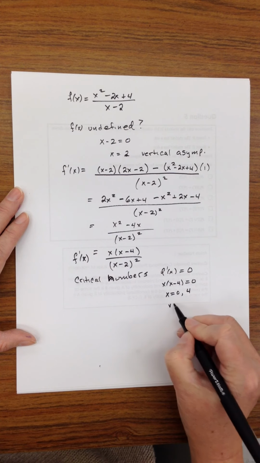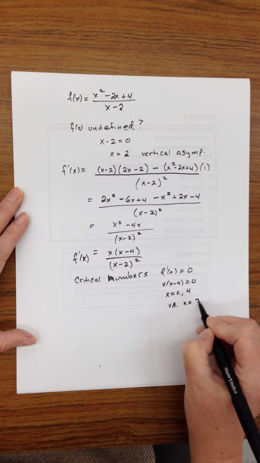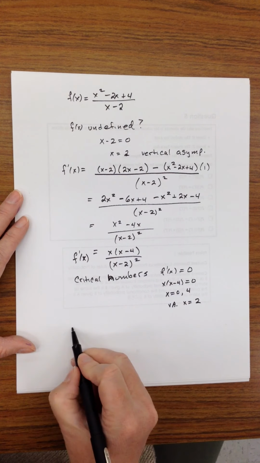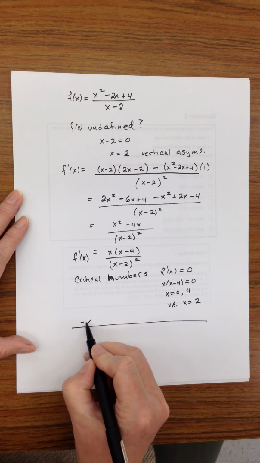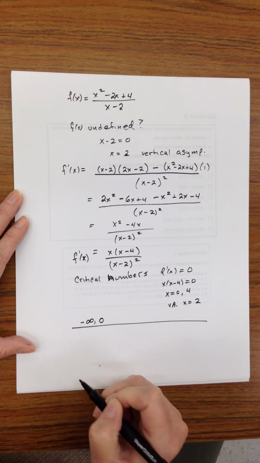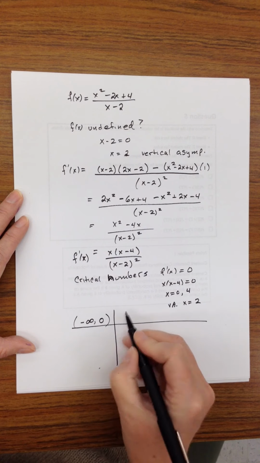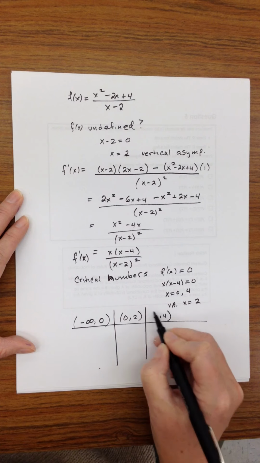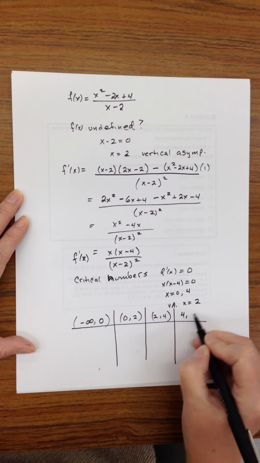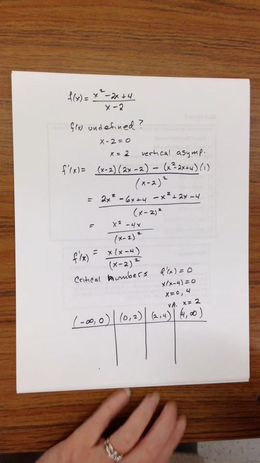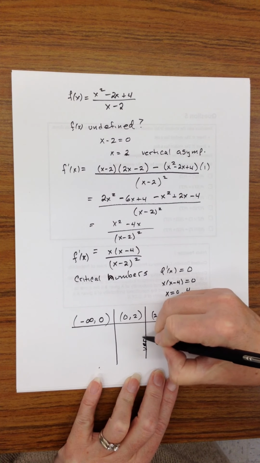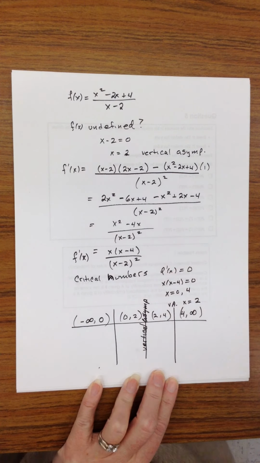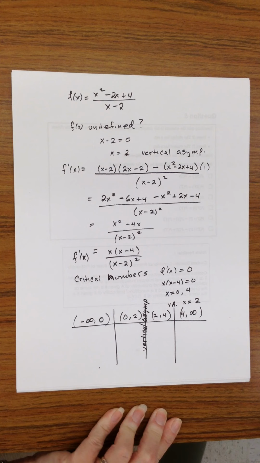Don't forget though, we do have a vertical asymptote at x equals 2. This will determine the intervals that we're going to be working with. The intervals will be from negative infinity to the critical number 0, 0 to 2, 2 to 4, 4 to infinity. But let's recall, and I'd like to write this right in, 2 is not an extrema. It is just an asymptote.